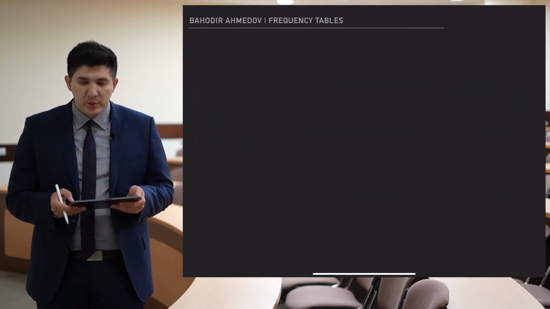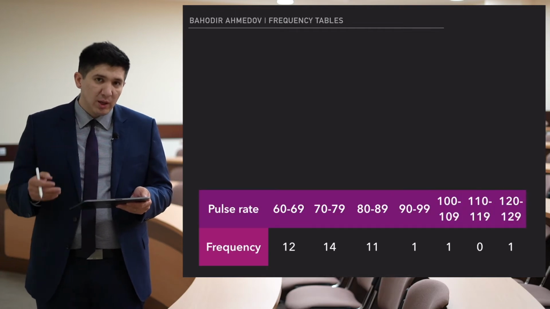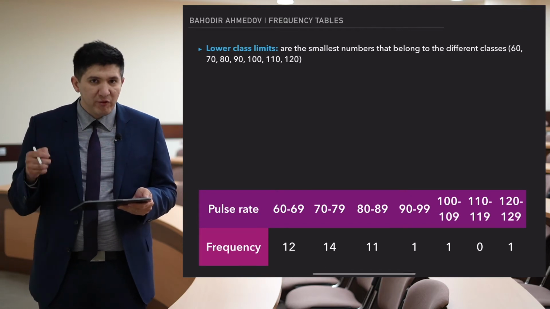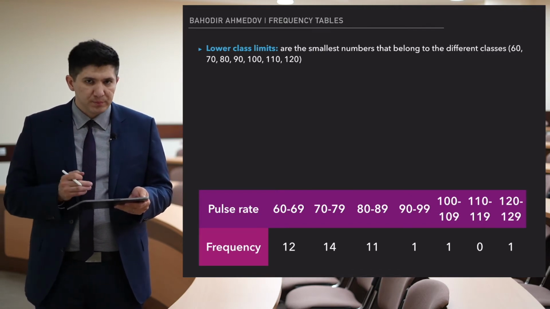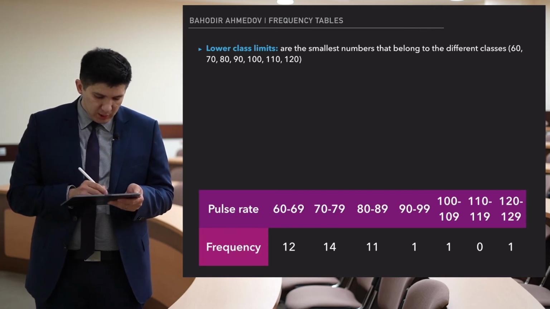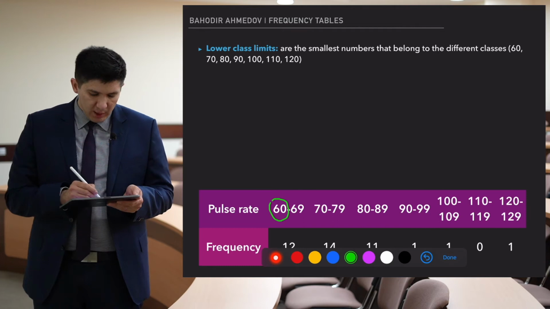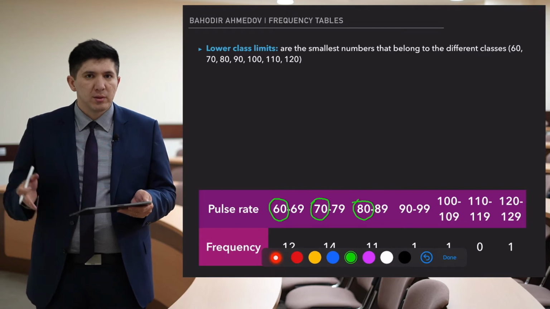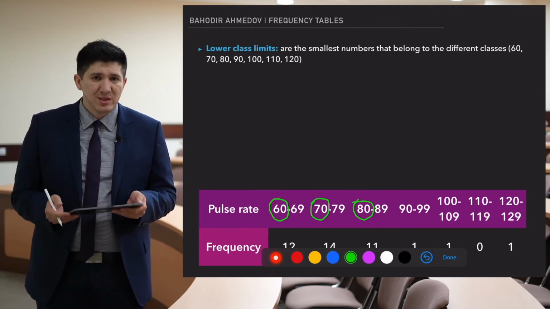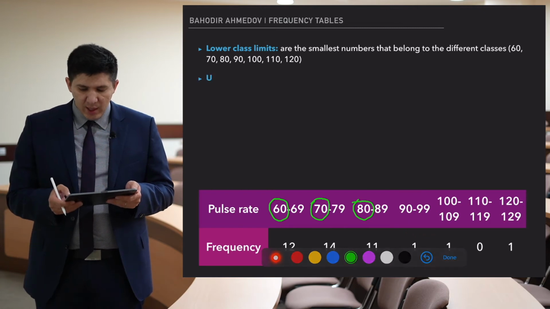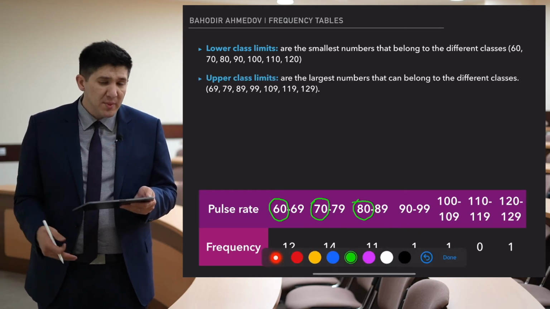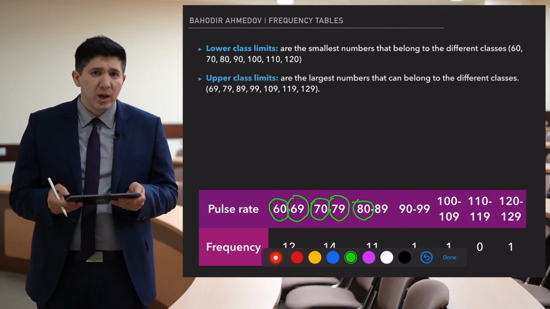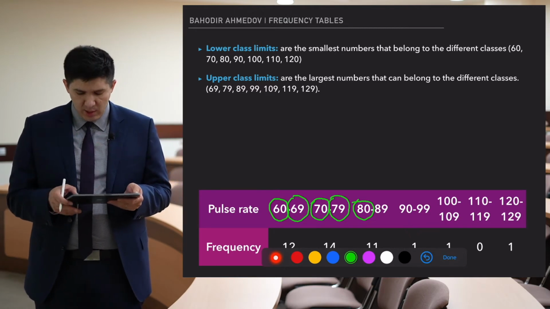I'm going to work with this table and name the parts of the categories. We call the lower class limits the minimum values of the class boundaries. Here it is going to be 60, which is the minimum boundary. 70 is the minimum boundary of the second class, 80 is the minimum boundary of the third class, and so on. The minimum or left boundaries of the classes are called the lower class limits. Analogously, the upper class limits are the maximum values of the classes. It is going to be 69, 79, 89, 99, and so on.